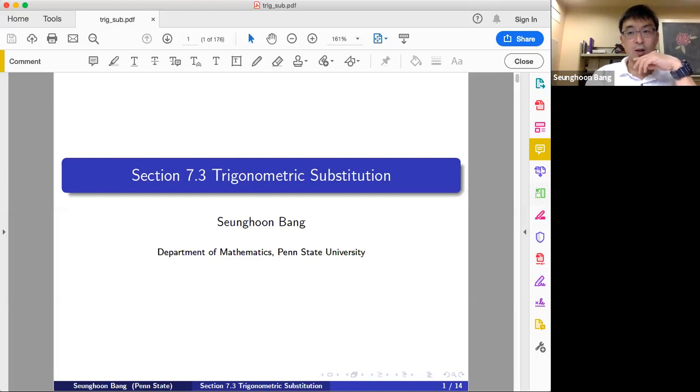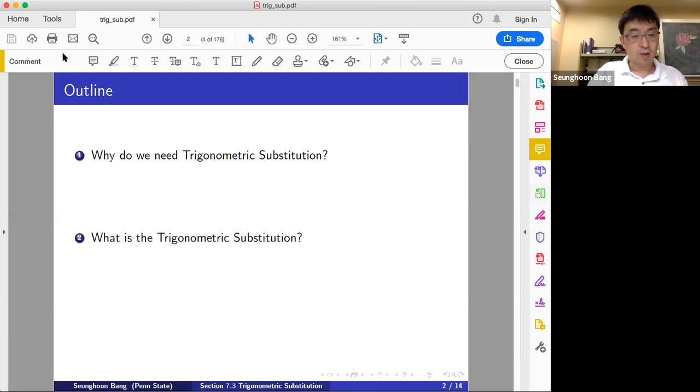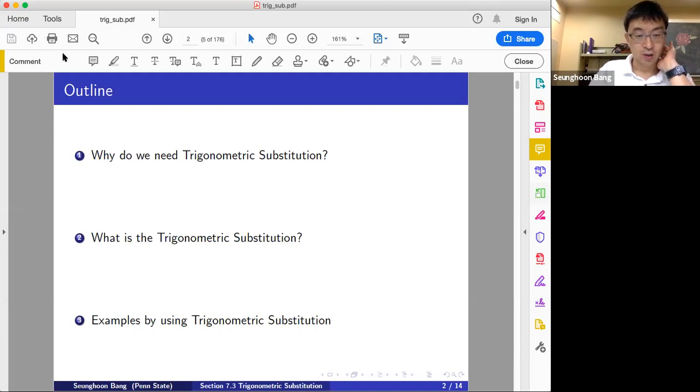Okay, today I want to talk about section 7.3, the trigonometric substitution. This is like an outline. The first one, I want to talk about why you need trigonometric substitution. Second, what is the trigonometric substitution. Third, I will give more examples using trigonometric substitution.